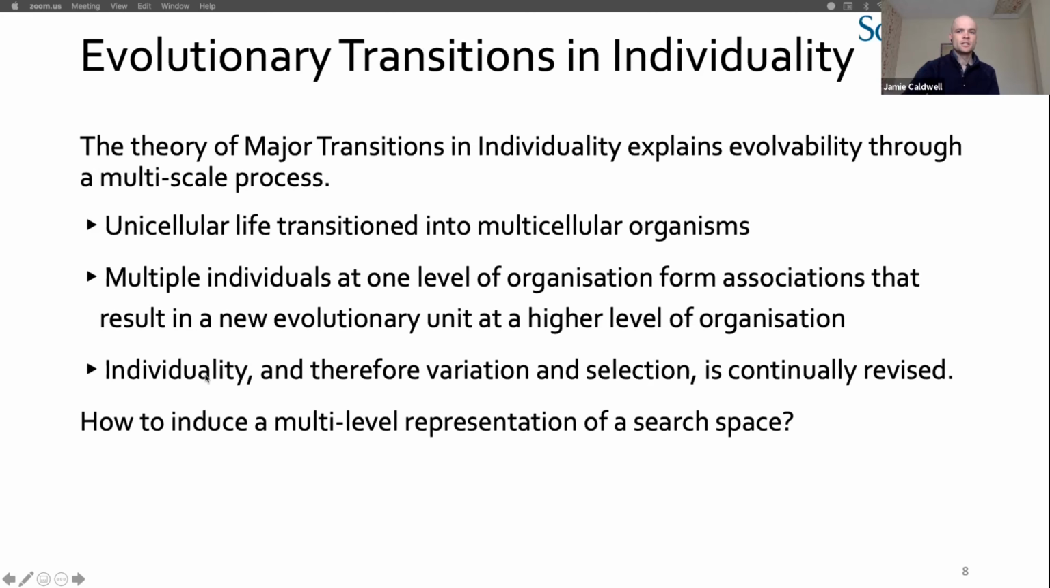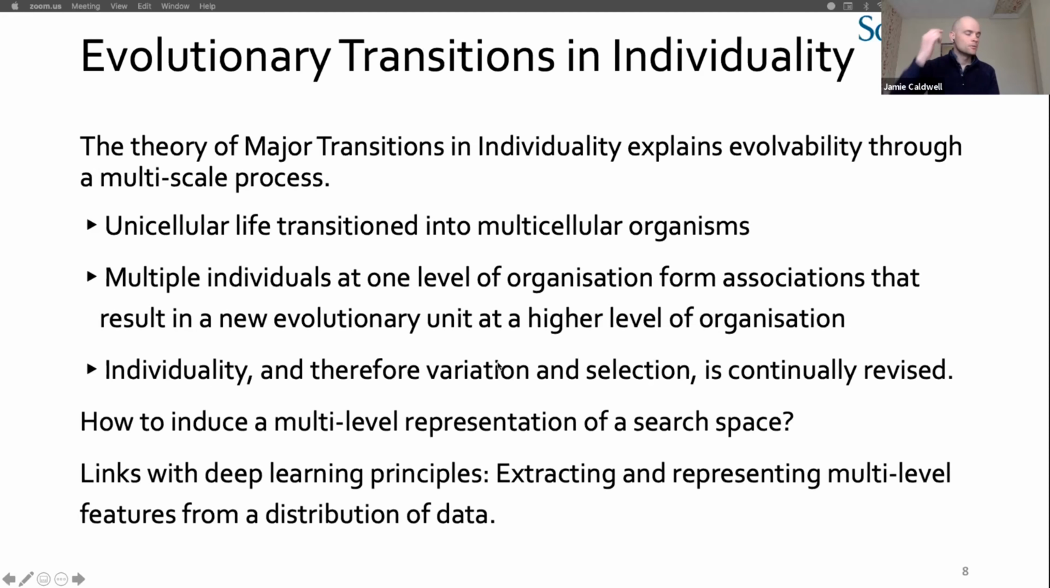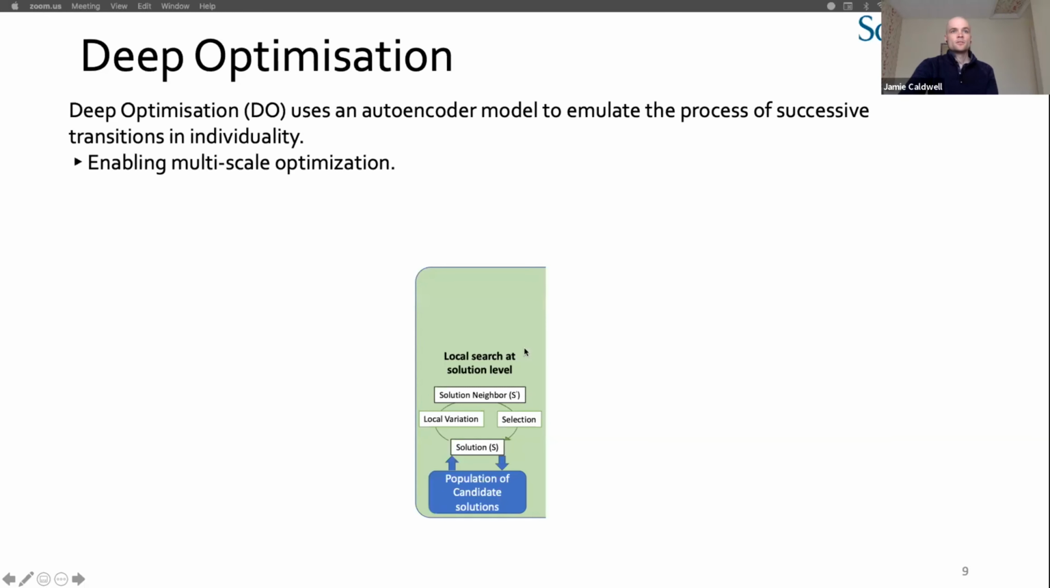So how do we induce this, bring this back to optimization? How do we induce this multi-level representation? Well, Richard Watson in particular has spent time linking machine learning principles with evolutionary processes. And so this is a further extension of this, where we apply deep learning principles, linking this with the idea of extracting and representing multi-level features from a distribution of data. So in the deep optimization algorithm, or our current implementation of it, we use an autoencoder model to emulate this process of transitions in individuality.